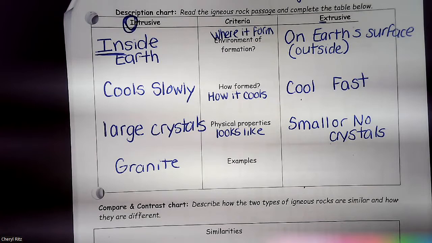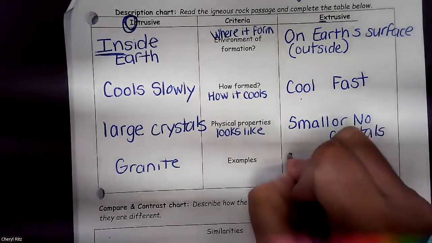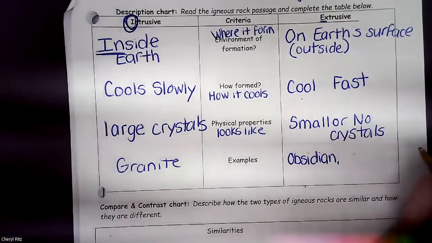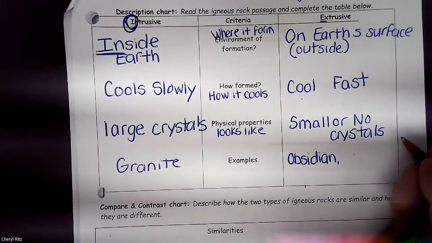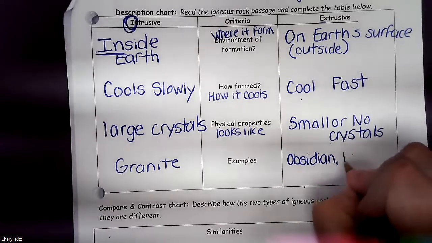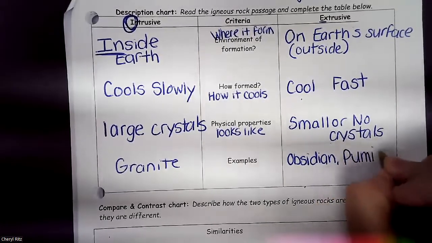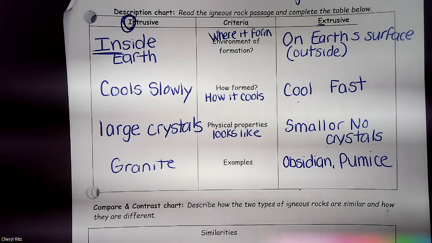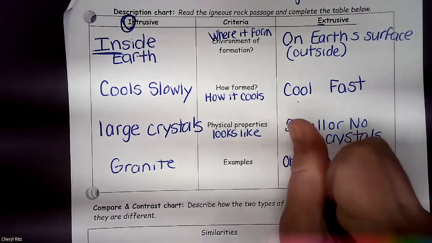There were several examples in the reading. I heard you say one of them. Obsidian. Anybody else see any others? Pumice. I knew exactly what you meant when you said pumice. And there was actually one more. Basalt. Yeah, basalt.